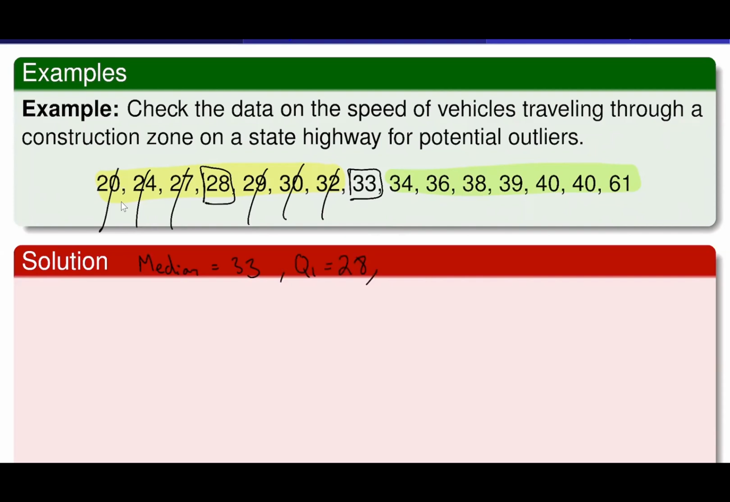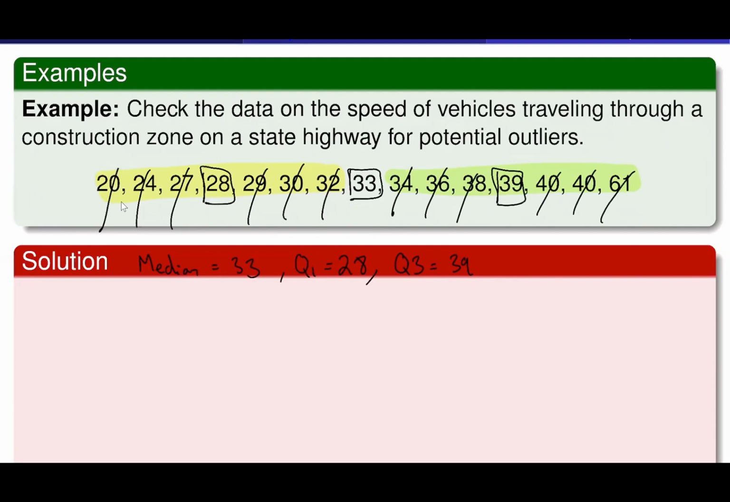Then we're now going to look at the neon green color. So that one we'll cross out 34, 61, 36, 40, 38, 40, and you get 39. All right, so far I found my median is 33, my quartile 1 is 28, and quartile 3 is 39. Any questions so far for any of those values?